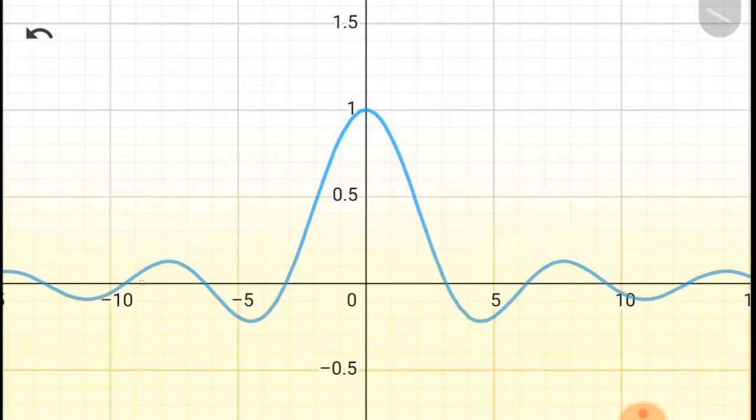Or as you make theta closer and closer to 0 from the negative side, you see that the value of the function gets closer and closer to 1.